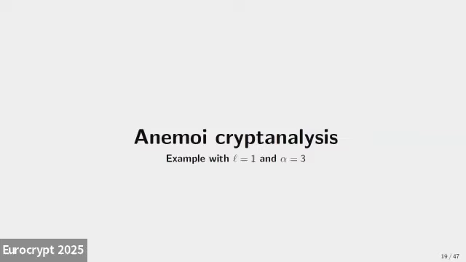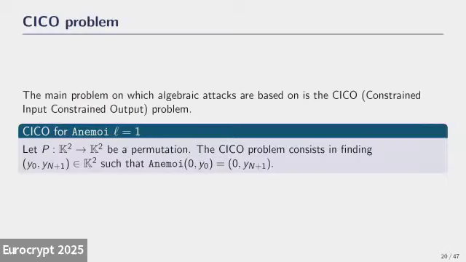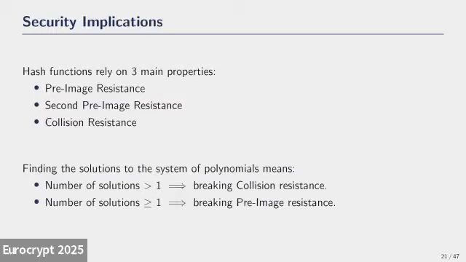Okay, let's go to our contributions. This is an example with L equal to 1 and alpha equal to 3. I'll show you how to create the polynomials of the model with L equal to 1 and alpha equal to 3. But this works for whatever value of alpha and whatever value of L. And this is the first time it happens. Okay, we have, for example, the CICO problem. We fix alpha of the inputs to be 0, and we fix alpha of the outputs to be a certain value. In this case, we can put, again, 0.